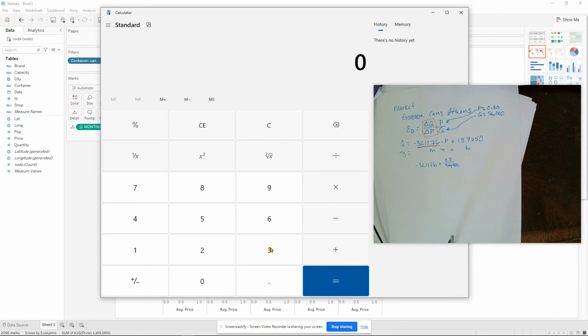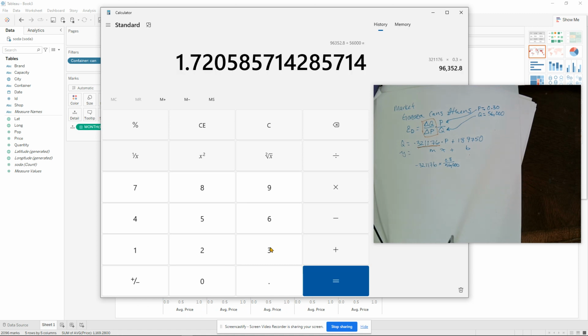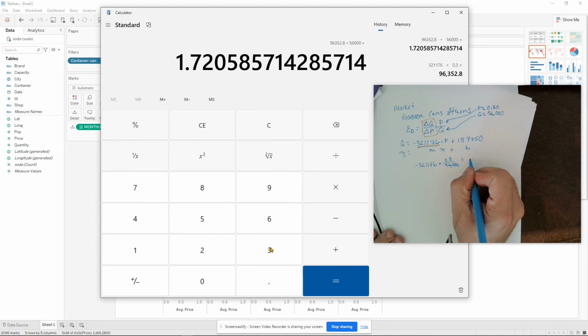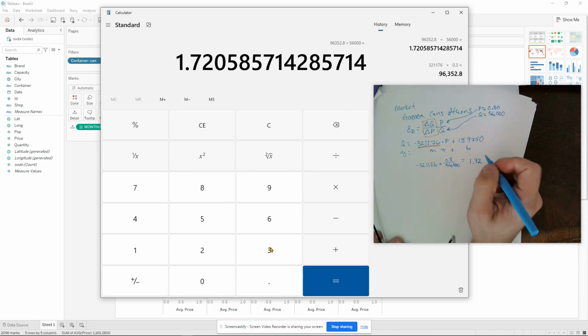So let's go, 3.21176 times 0.3 divided by 56.123. Enter. This is equal to 1.72. Okay, that's the elasticity of demand. Now this is greater than 1, so we have elastic.